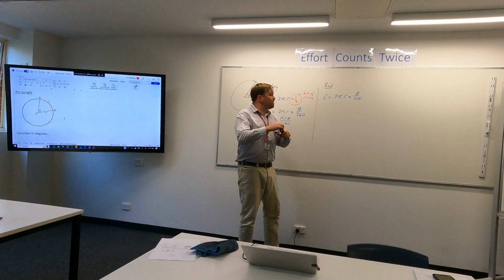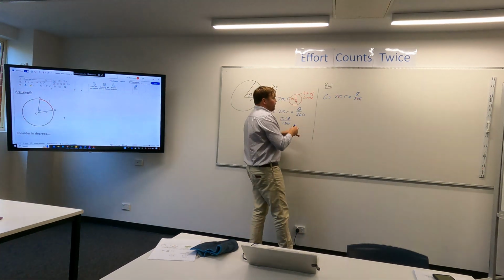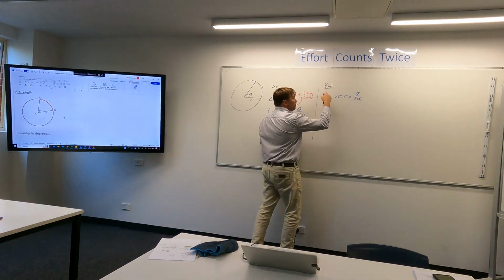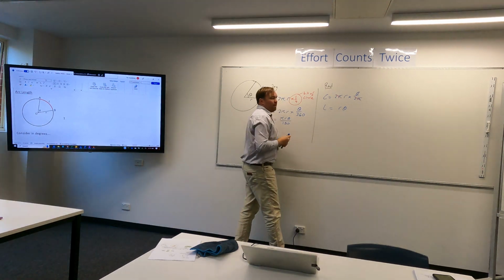Now, simplifying this is quite nice as well. We have a 2 pi there and a 2 pi there. So it means that the arc length formula for radians is just theta times the radius.